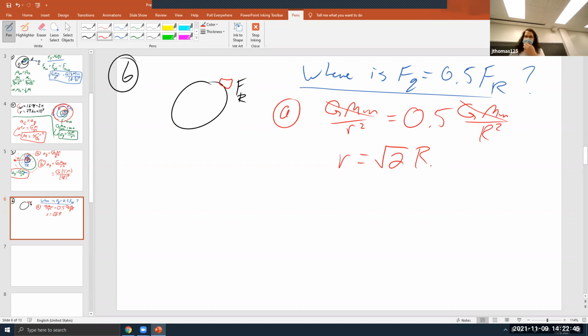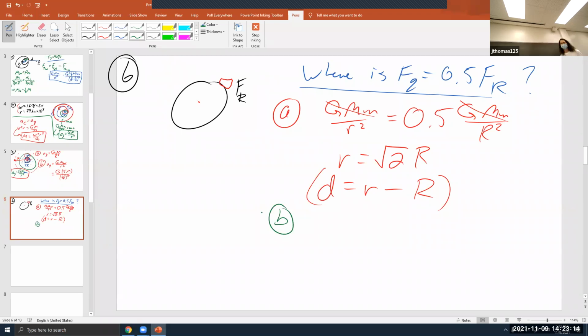Now, this is a distance measured from the center of the planet. The problem itself is going to ask for your distance from the surface. So your distance from the surface will be equal to whatever this little r is minus 1 big R. That's just as a side note, and the same thing is going to hold in part B.